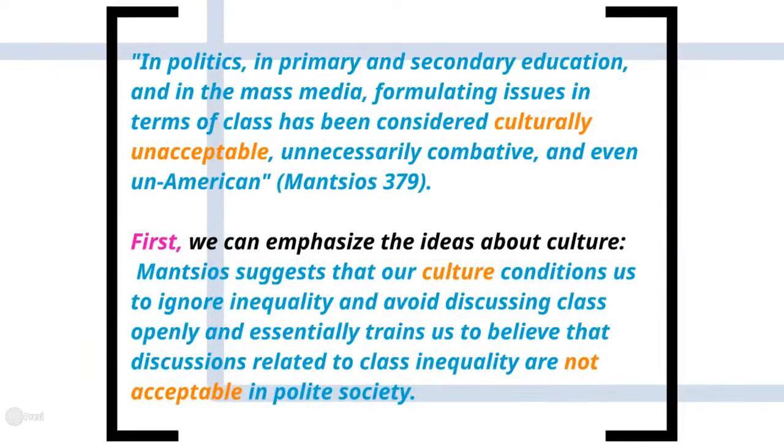So the first thing we can do is emphasize the idea about culture in the middle of the quotation. He says that part of the reason that we don't talk about class in America is because we've been sort of trained to think that talking about class is culturally unacceptable. So when we emphasize that aspect of the quote, we could say, Mancios suggests that our culture conditions us to ignore inequality and avoid discussing class openly, and essentially trains us to believe that discussions related to class inequality are not acceptable in polite society.